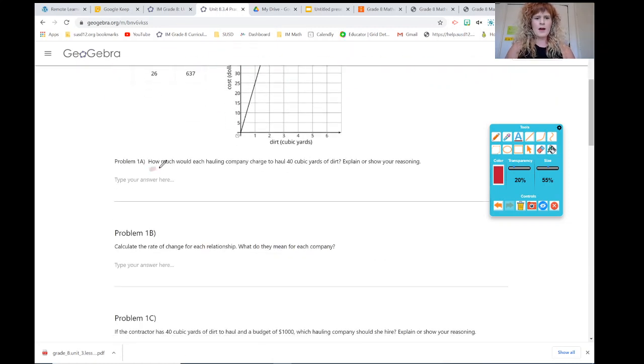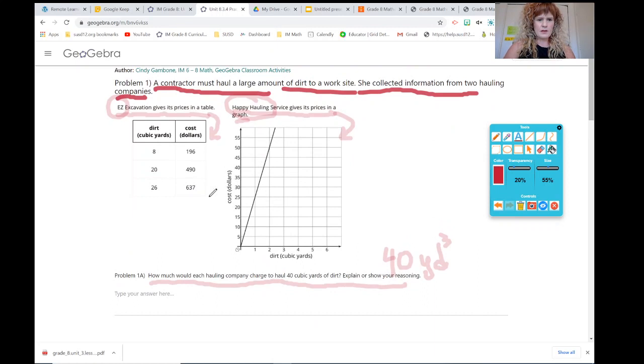Problem number 1. How much would each hauling company charge to haul 40 cubic yards of dirt? Explain or show your reasoning. Okay, so we're going to haul 40 cubic yards of dirt. What's the units of that? Yards cubed, cubic yards. That shows the volume of dirt that we need to haul. How much would each hauling company charge? Look at the table here. They tell you the price for 8 cubic yards, 20 cubic yards, and 26 cubic yards, but they don't tell you the price for 40 cubic yards.